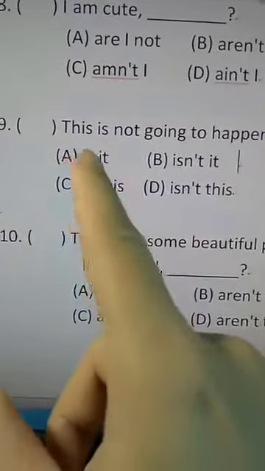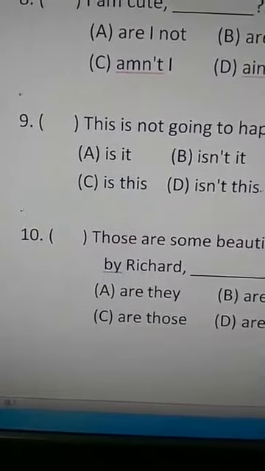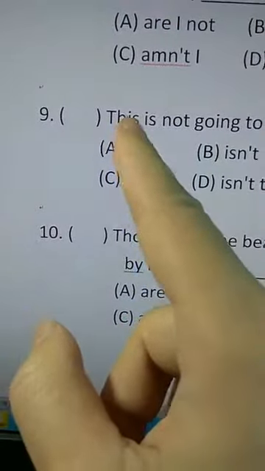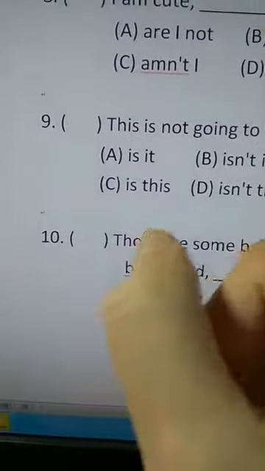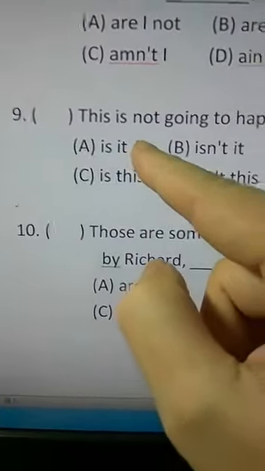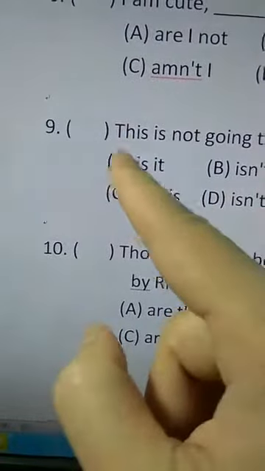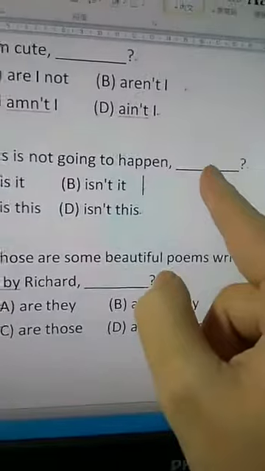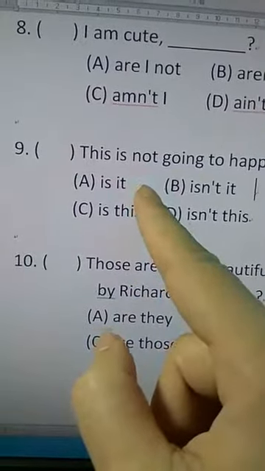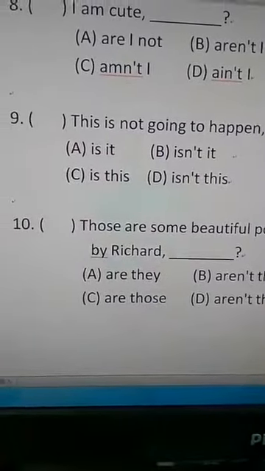So the point is the subject this. I told you guys in my previous lesson about tag questions. Whenever we see that as a subject in the main sentence, then we never use this or that again in our tag question. We use it. Once again, whenever you see the subject is this or that, then in your tag question, you have to use it, not this. So the answer is A. I hope you can catch me up, because this is a very important sentence pattern in tag questions.